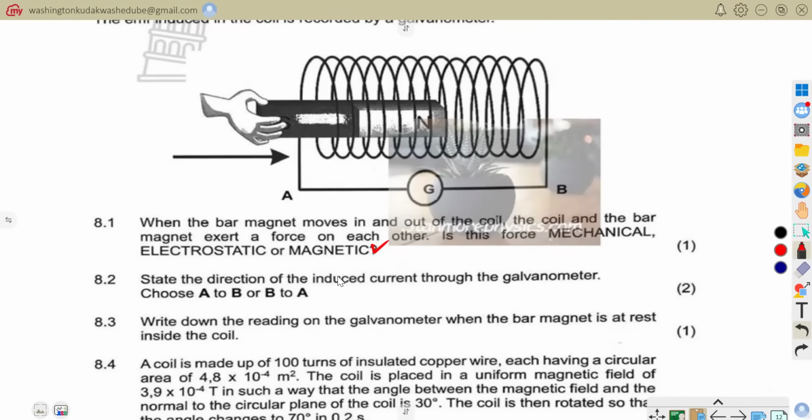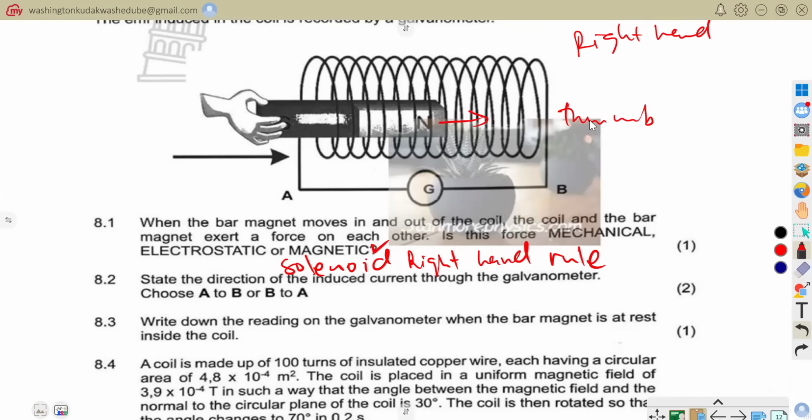And then state the direction of the induced current through the galvanometer. Choose A to B. So what we do is we use the right hand rule. It is actually called the solenoid right hand rule. The solenoid right hand rule says that we get to point our thumb towards where the north is actually pointing. So this is where our thumb will be pointing on our right hand. Our thumb is pointing in that direction.